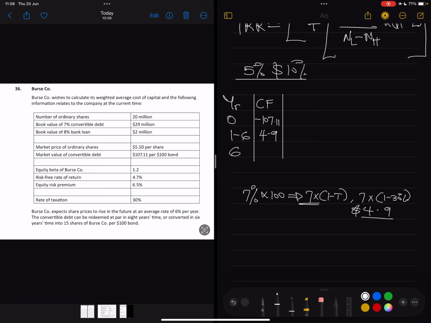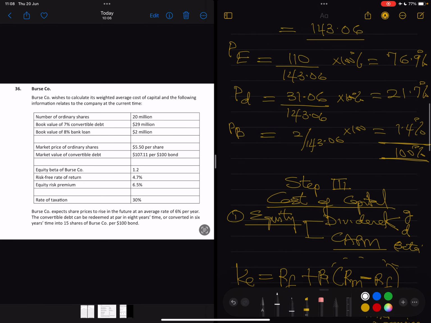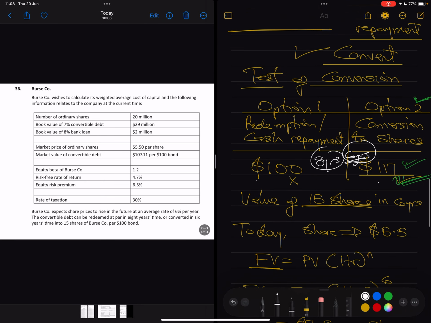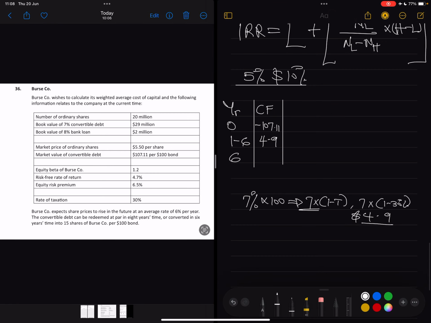And at the end of year 6, you're going to get 117, which is your conversion value. Remember? Where is it? Yeah, this guy. Not 100, but this time 117, because it's conversion you are going for, because it's better value for you. So this will be 117. Now we need to get a discount factor that we will use.